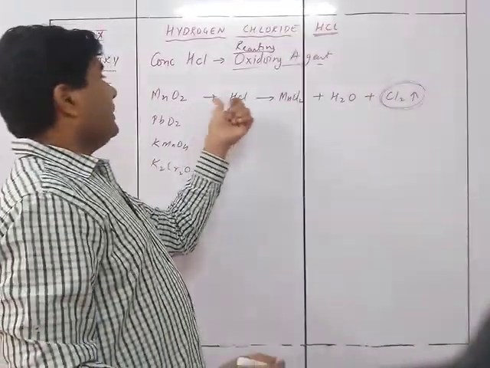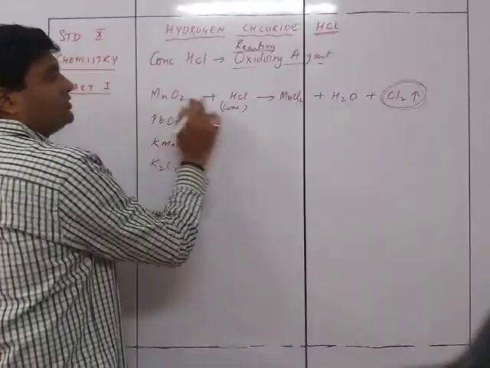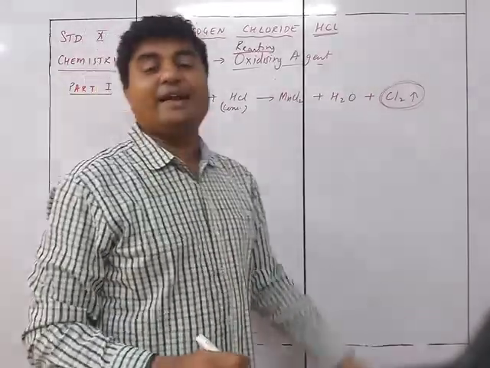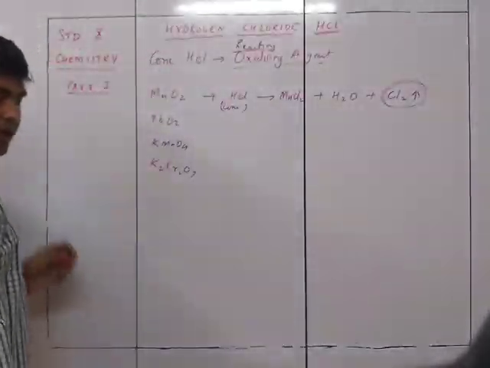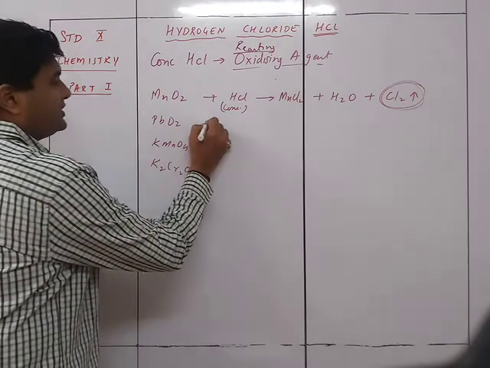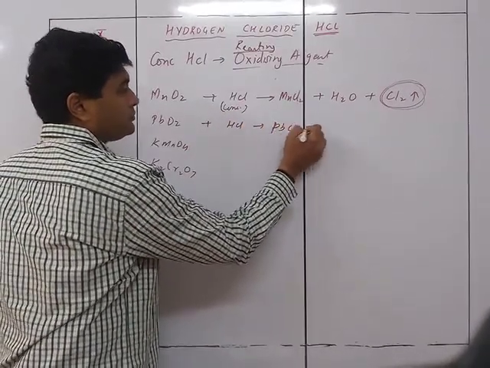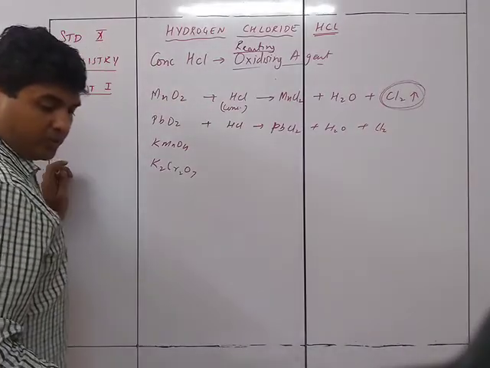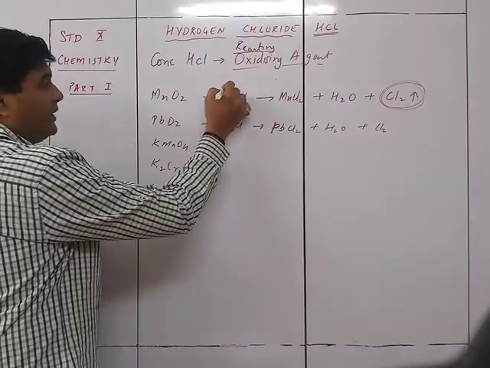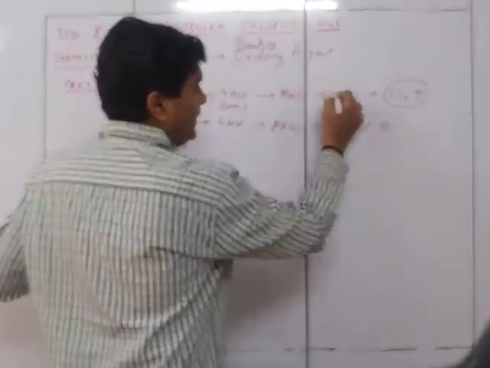But here, being concentrated, it is going to give me one more additional thing, and that is chlorine gas, which is given out. So chlorine gas is going to be evolved in this case. Here also the same thing, HCl is going to give me PbCl2 plus H2O plus Cl2. So this is one equation over here. You need to balance this by putting a 4 over here, 4 over here, that is 2H2O and 2H2O.